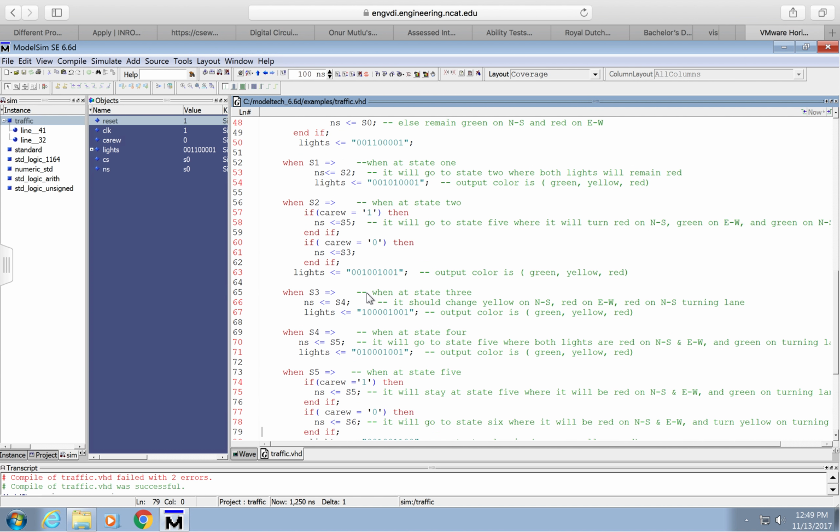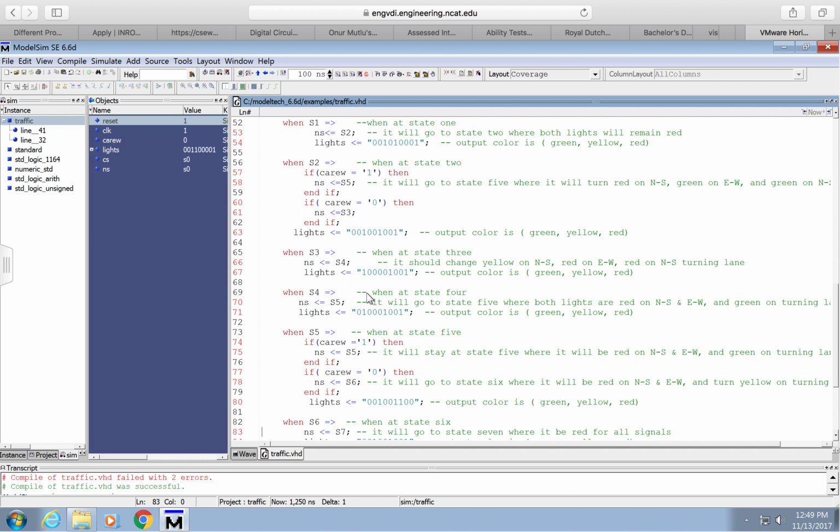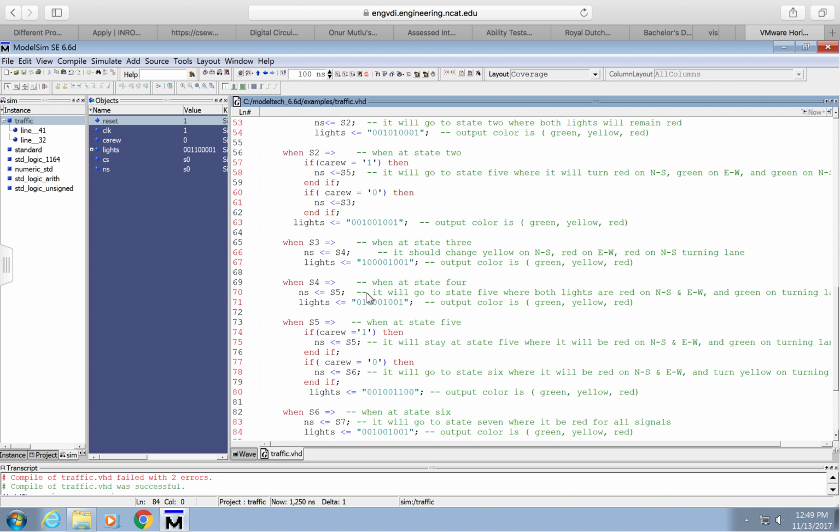lane. When I'm at state five, if my sensor on the east and west detects a car, it should go to state five, where it will be red on north and south, and east and west, and green on the turning lane. I also have another if statement. If it doesn't detect a car, it will go to state six, where it will be red on north and south, and red on east and west, and yellow on the turning lane.